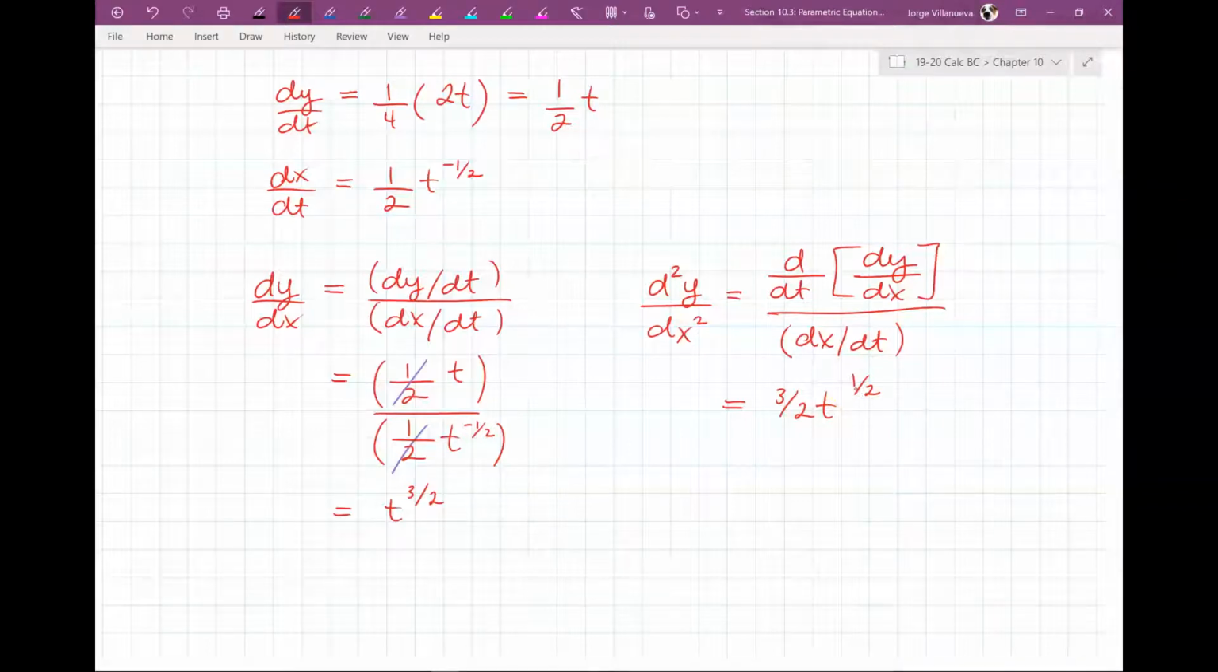Okay? Now the bottom part, we already know dx/dt was 1/2 t to the negative half. We got that from before, it's up here. Now I can cancel out those halves, right? 3 halves divided by half, that's a 3. And then t to the half divided by t to the negative half, that's t to the first. So it's 3t. So my second derivative is 3t. All right.